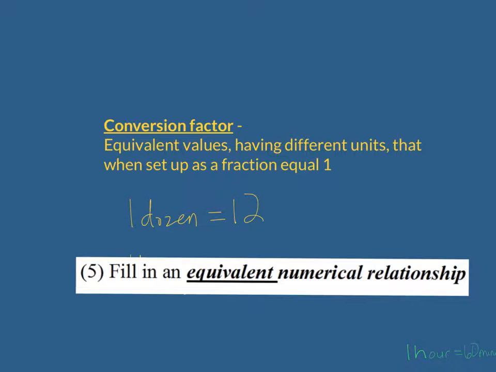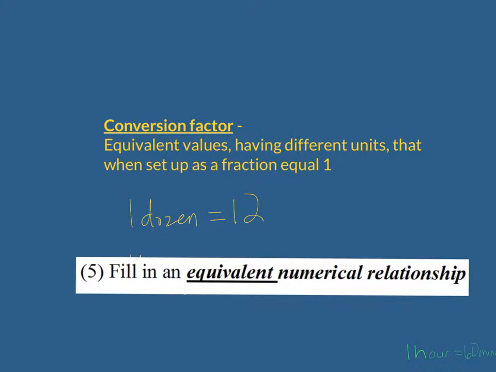So we've talked about using conversion factors. We've not specifically defined what it is, but this is its definition. A conversion factor is, or are, equivalent values having different units that when set up as a fraction equal 1. So they are equivalent values. And that's part of our number 5 step for doing dimensional analysis: when you have your units, you find an equivalent numerical relationship. For example, this right here, 1 dozen equals 12.